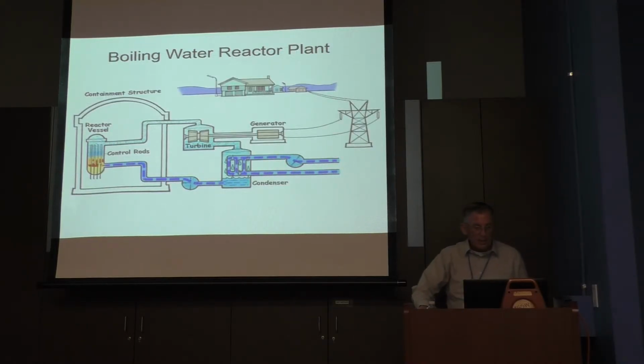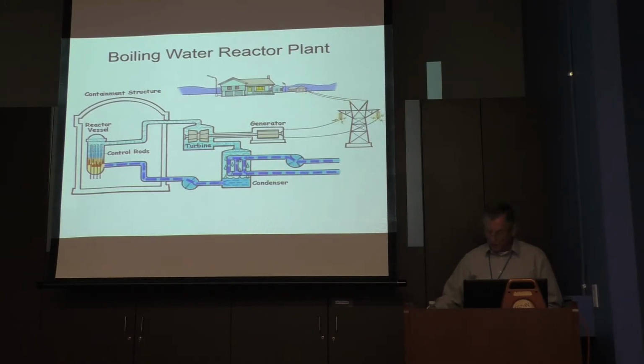Okay, the next one we can look at is the boiling water reactor plant, being the simpler of the two types of nuclear reactors. This graphic illustrates the configuration of a typical BWR. The energy conversion devices are the nuclear reactor, the steam turbine, and the electrical generator.